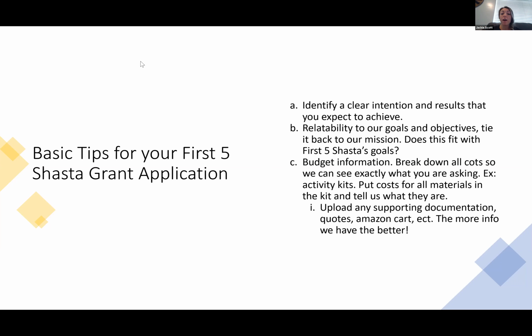And then we have opportunity for you to upload any supporting documentation. So if you have quotes, if you have an Amazon cart that shows, say you're purchasing a piece of equipment for your playground, send us a picture of exactly what that is and how much it costs. That is all ammunition for you, and in your backup, so that you can give us all the information for a potentially successful approved grant application.